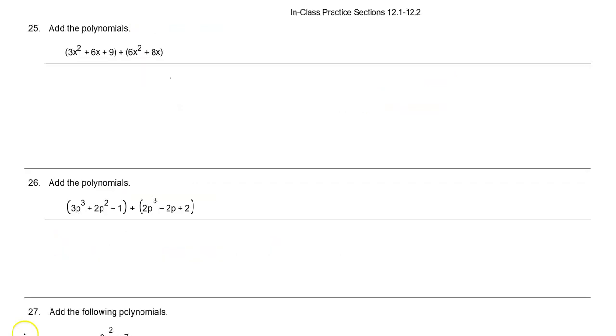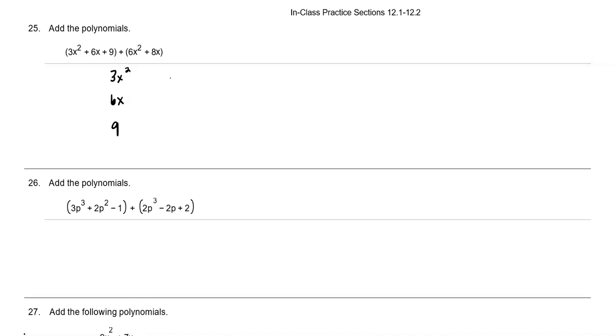So for the next several questions, we'll be adding and subtracting polynomials. I'm going to show you a method called the column method. It's a very good method to use when you are adding and subtracting polynomials and you want to go back and check your answers. So for this first question, we have 3x squared plus 6x plus 9 in the first polynomial. So I'll write all the terms vertically in a column, like so.